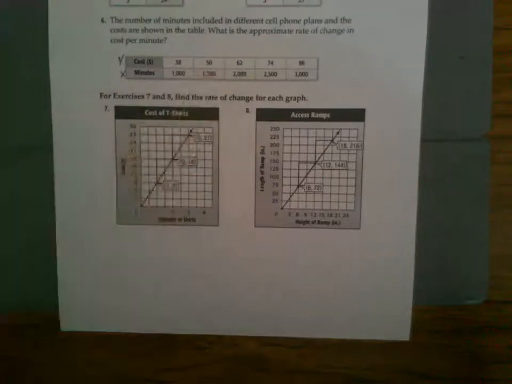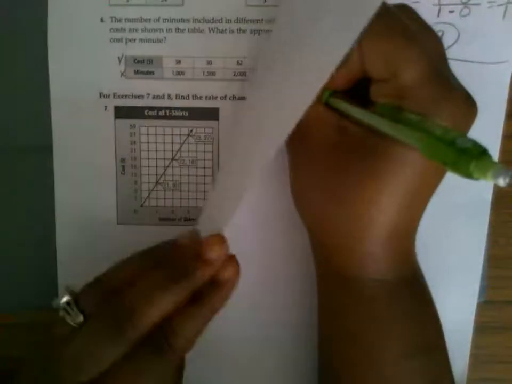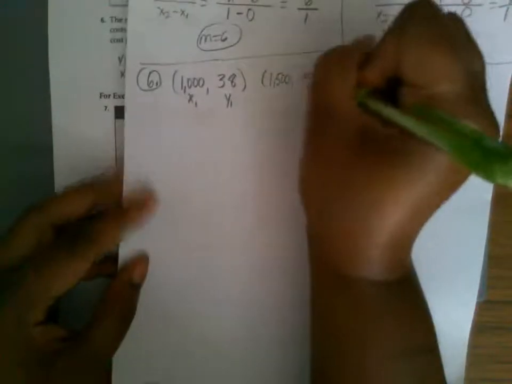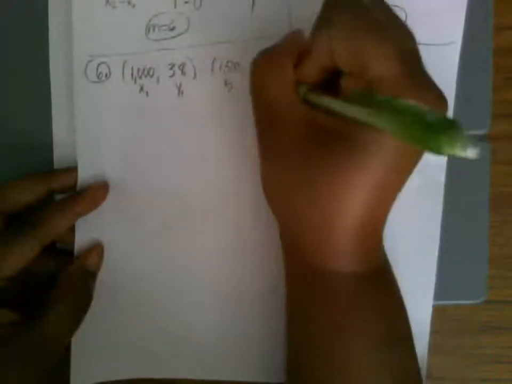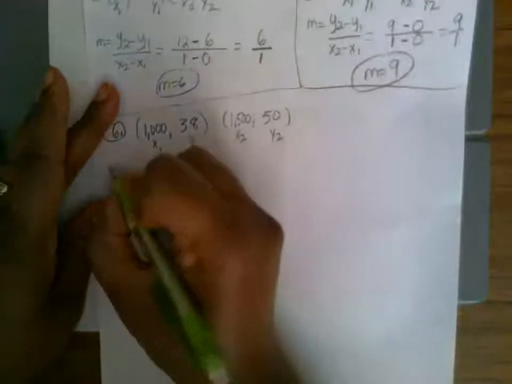I'm just going to choose the one right beside it. Doesn't matter which point you choose. I'm just choosing to use the first two. So that's 1,500, comma, 50. This is x2, y2. Okay? I use the same formula.